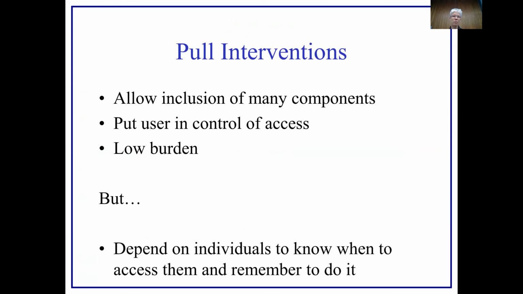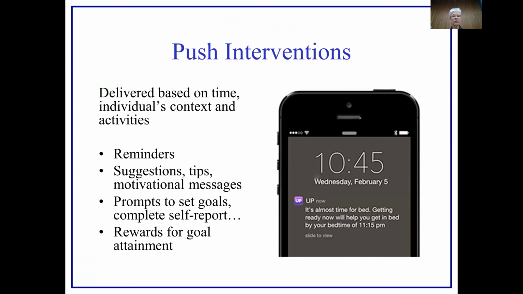The great thing about pull components or interventions is you can provide an enormous variety of different types of interventional support on the phone. Social support, helping people know where the nearest, say, AA meeting is in time and space. It's really nice. It's very low burden because the participant or user doesn't have to even look at it if they don't want to. The problem in all of this is it depends on that individual to know when they need the support and to remember to do it at that time. That's the primary issue.